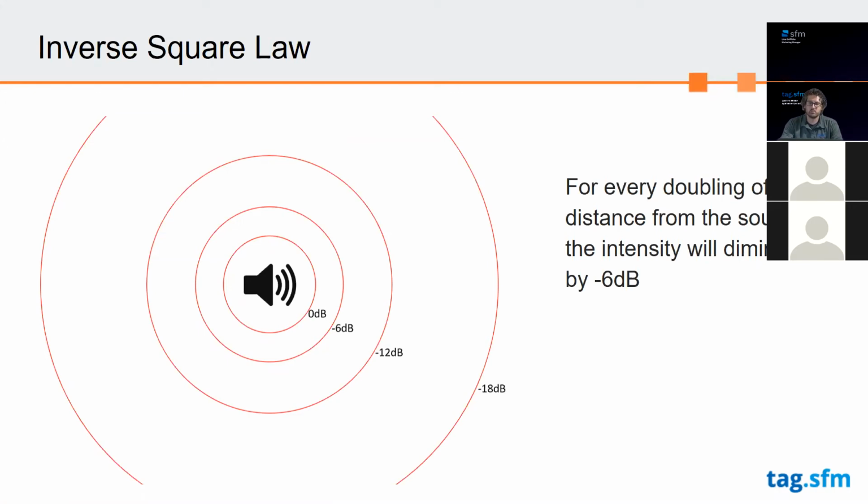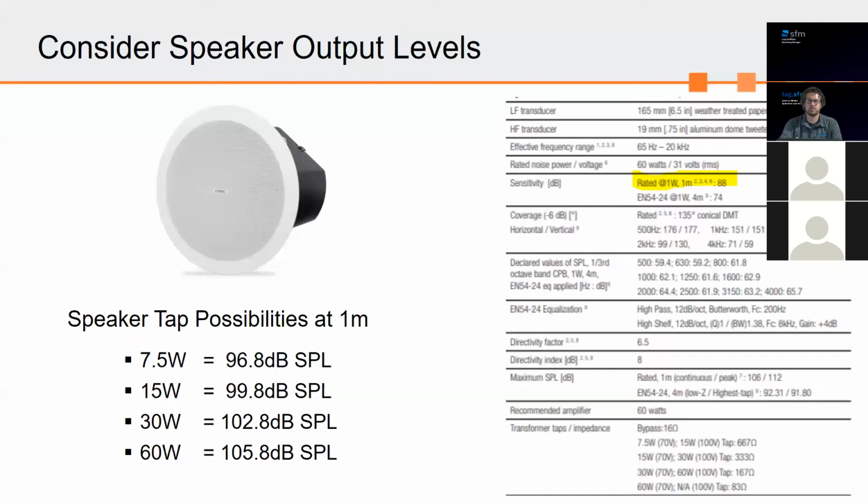What we can do is simply take a look at our speakers and find the sensitivity in the specifications. This particular ceiling speaker has a rating at 1 watt, 1 meter. Its output sensitivity is 88 decibels. So if I was to measure this with 1 watt at 1 meter away with a decibel meter, I would see 88 dB SPL.